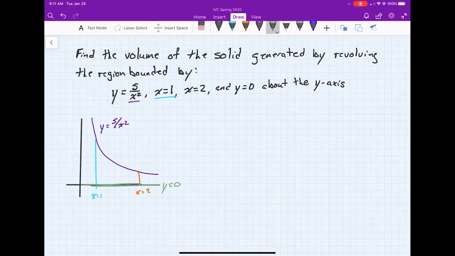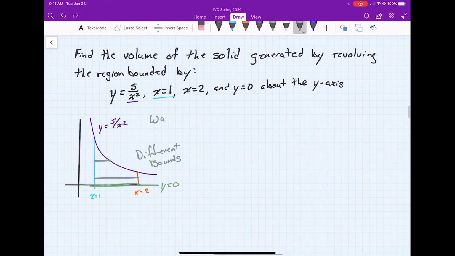So now we see that we can't necessarily use the washer method because here we have two different bounds for what we'd use for a washer method. Actually, we are rotating about the y-axis, so we couldn't do the washer method because of these two different bounds here. So what we're going to have to do is use the cylindrical shell method.